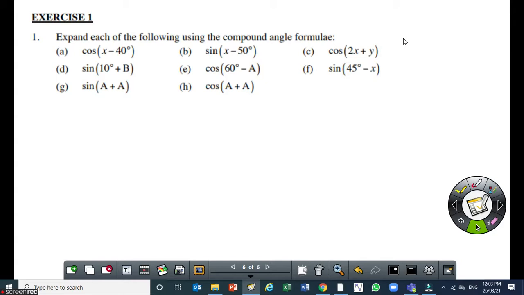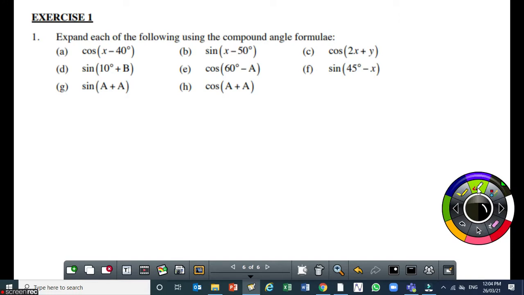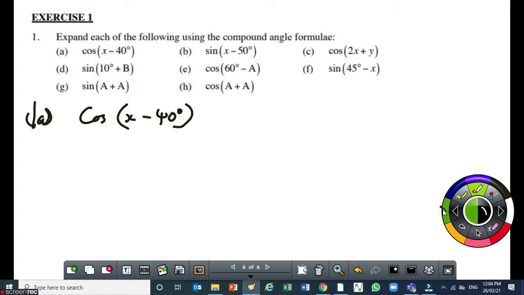So I'm going to be using both. Okay? So let's start with, say, the first one. First one, 1a, you have cos x minus 40 degrees. Right? Now, here, we don't have alpha and beta, but you don't have to get confused, as I said earlier. Alpha and beta are just letters that represent specific numbers. So this x here is like the alpha there, and the 40 is like the beta.